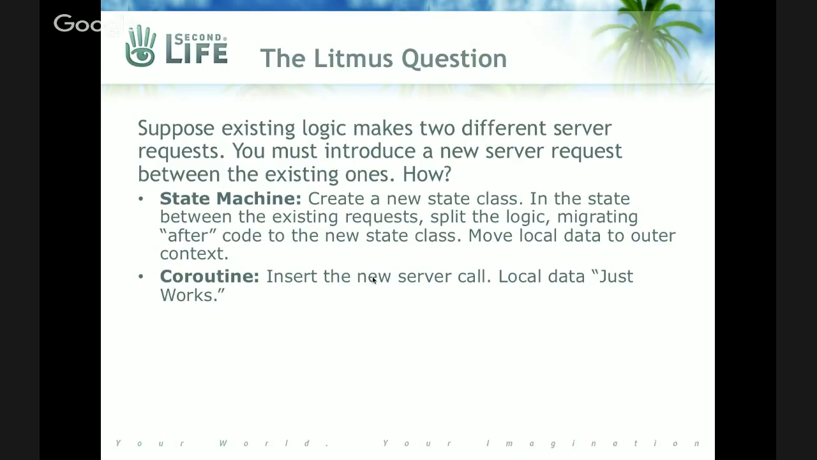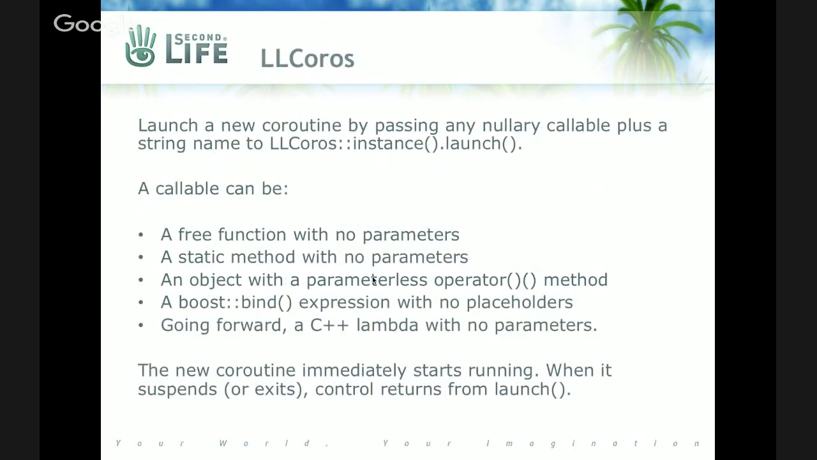With a coroutine, you just insert the call. It looks like a blocking call. It acts like a blocking call from the point of view of inspecting the coroutine. And you don't have to move the local data because it just keeps working. So that's something about coroutines and why they're interesting.